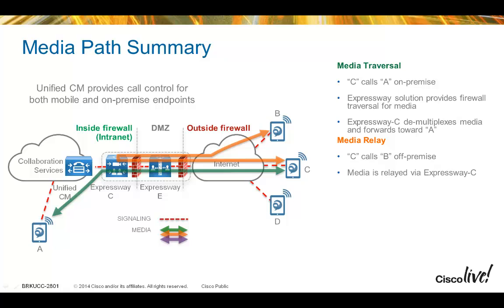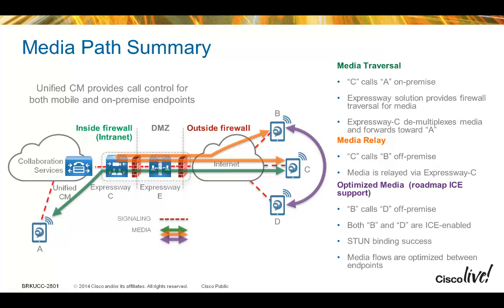This is always the case today. The cool thing where we're going, and it's roadmap, I apologize, but we're getting closer with 10.5, gets us another step closer. We need an update from the Jabber clients, and we need another update from the Expressway so that we can optimize that Expressway C out of the media path, right?